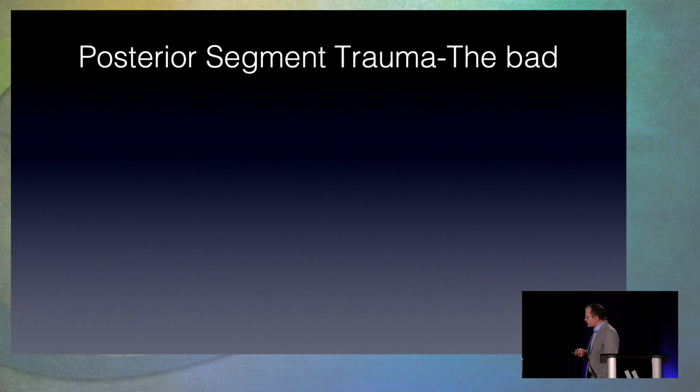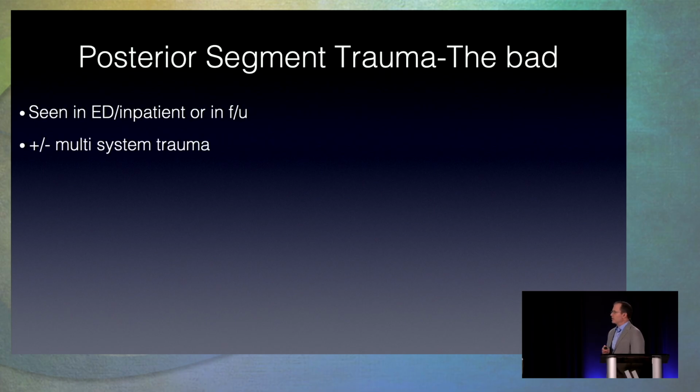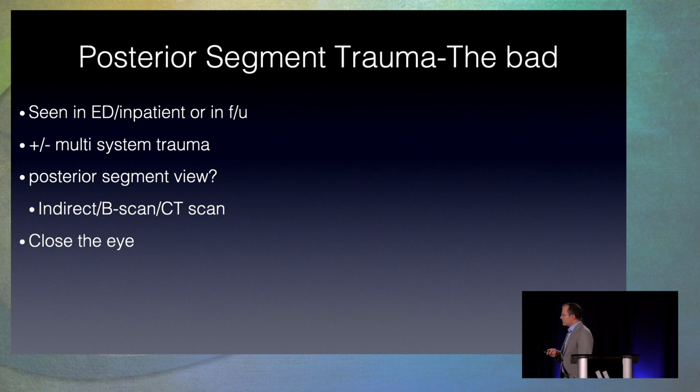So posterior segment trauma is usually what I would categorize as the bad, not always the ugly, but usually the bad. A lot of times these patients are initially seen in the ED or as an inpatient in the hospital if they've had multi-system trauma, and so they may see you for follow-up after. Again, the most important thing with these patients is what's the view, right? Can you see with the indirect, or do you have to get a B scan or a CT scan? And lots of times with patients in the ER, a CT scan is just like getting a CBC, right? They almost always have a CT scan, which is super helpful.